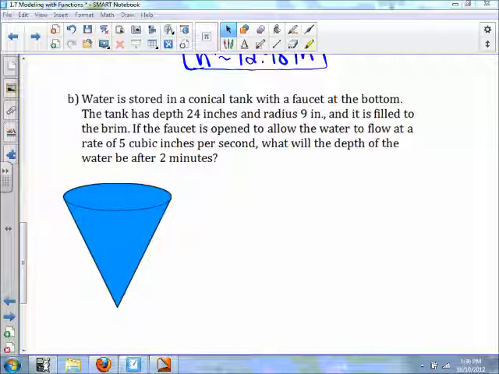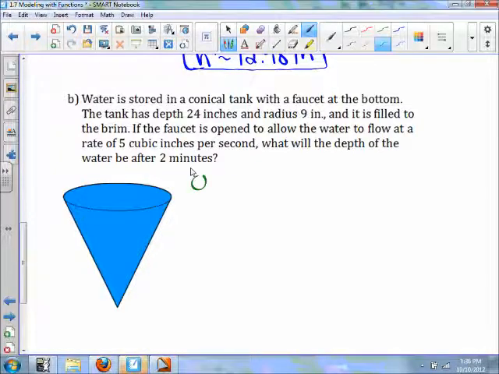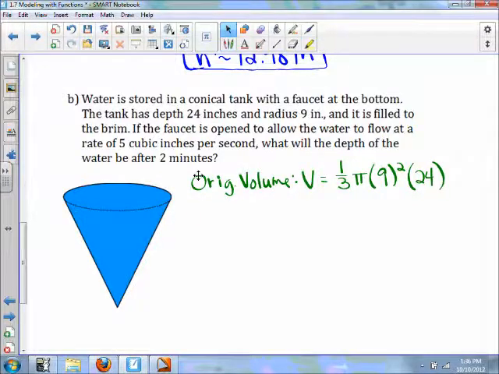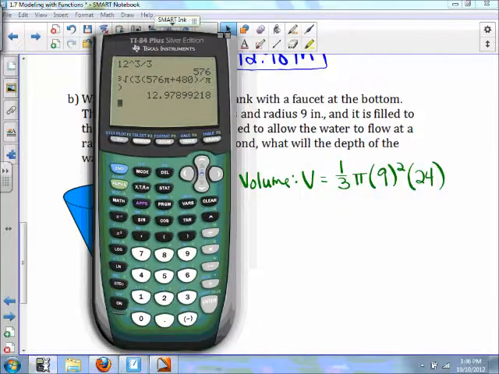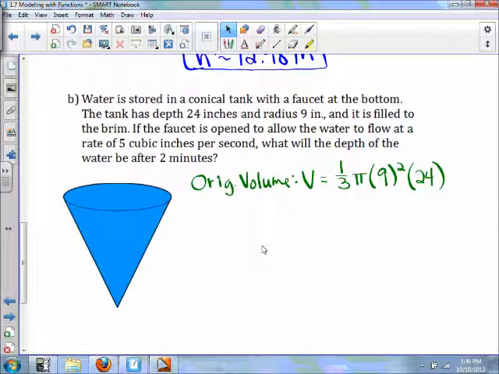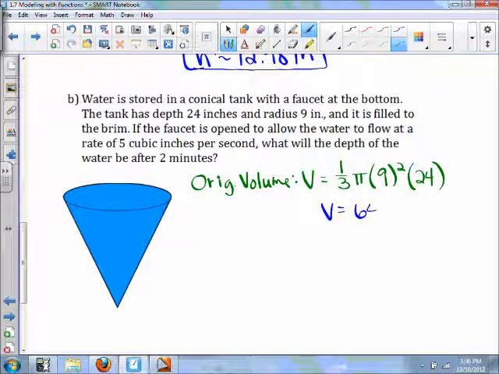Well, again, we need to find the original volume. So it'd be V equals 1/3 pi times r squared, which is 9 squared, times the height, which is 24. So we're going to take 9 squared times 24, divide that by 3, and it'll be 648 pi. So there's your original volume.